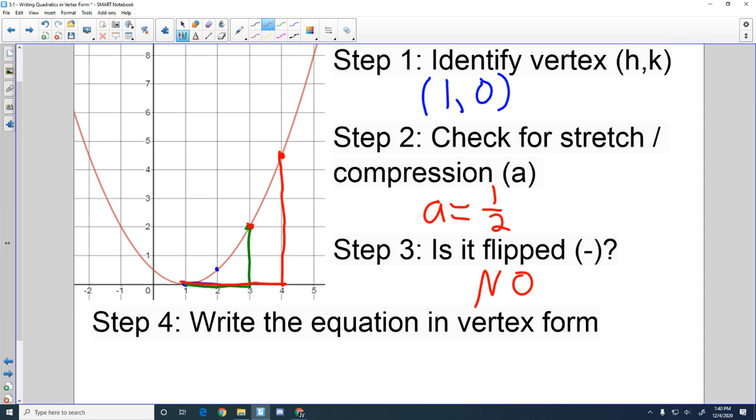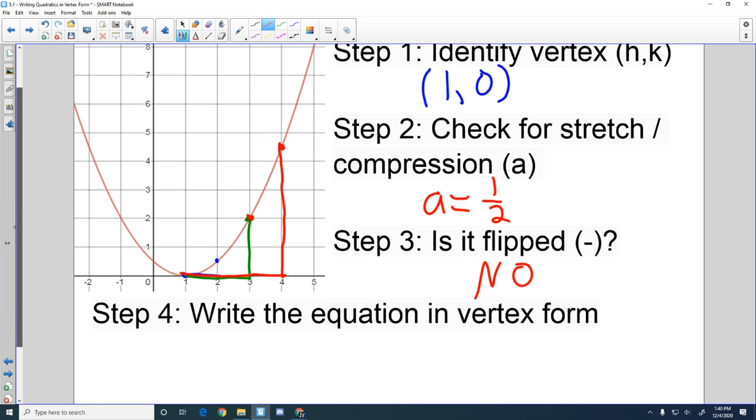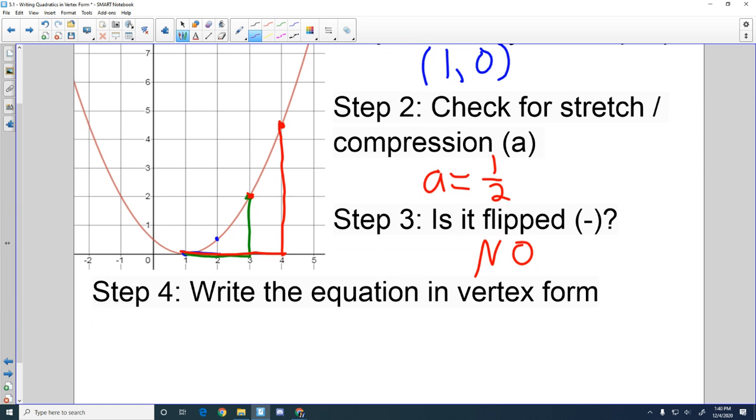Ten more seconds. Ten more seconds. And the price is right. What does that have to do? Okay.